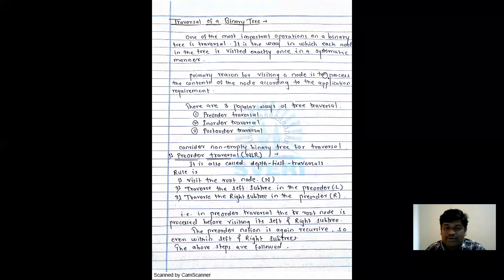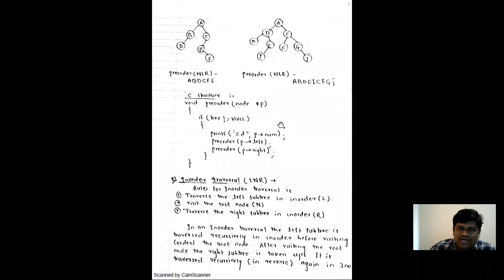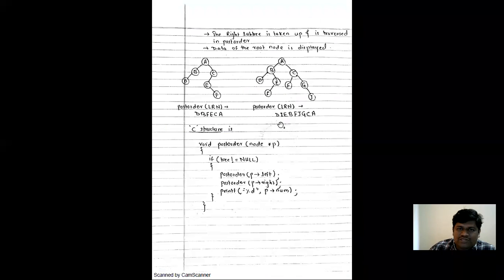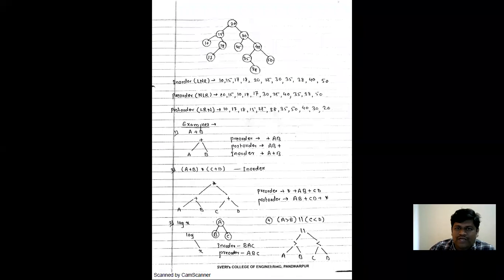Now next, again a very interesting and very important part, that is the traversing of the binary tree, right? So pre-order traversal, in-order traversal, and post-order traversal. These three types of traversals are there, right? These we will discuss in detail.